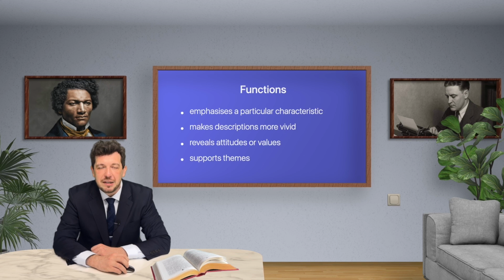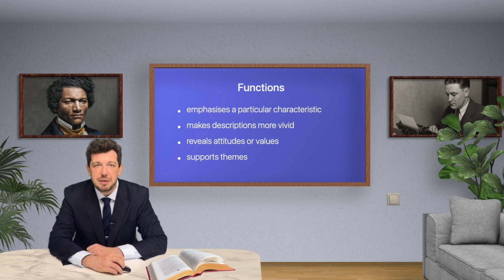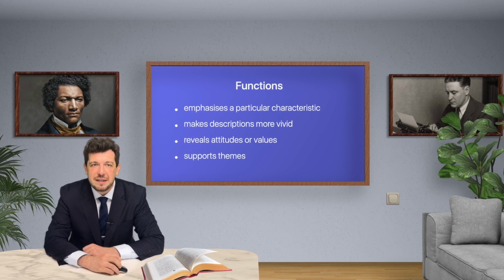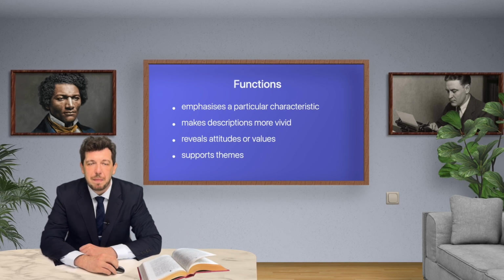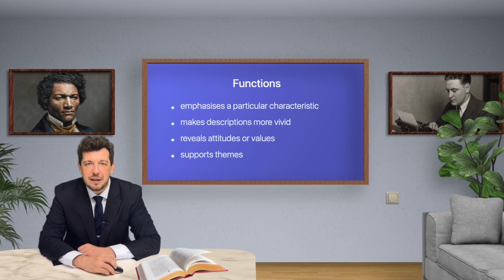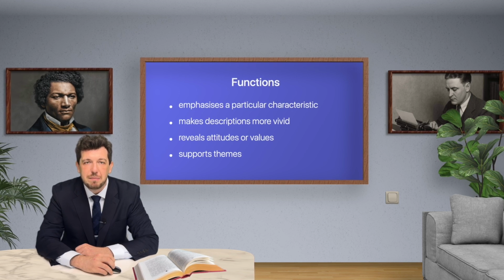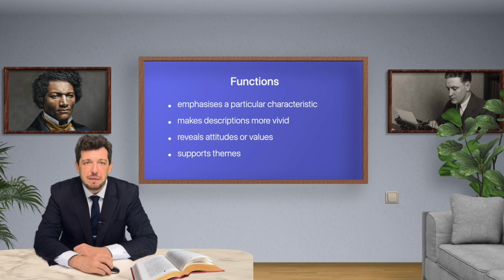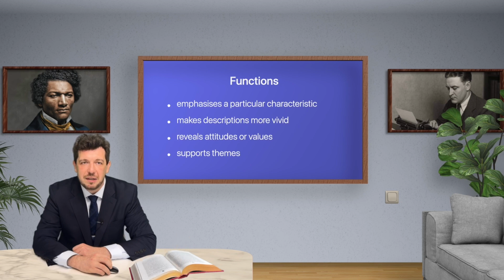Synecdoche can reveal attitudes or values, as the chosen part often shows how a speaker views people or things. For example, referring to workers as hands can suggest that they are valued primarily for their labor. Because synecdoche highlights specific parts, it can reinforce larger themes. For example, in war literature, soldiers might be reduced to helmets, uniforms, or rifles. This can emphasize dehumanization and the loss of individual identity.